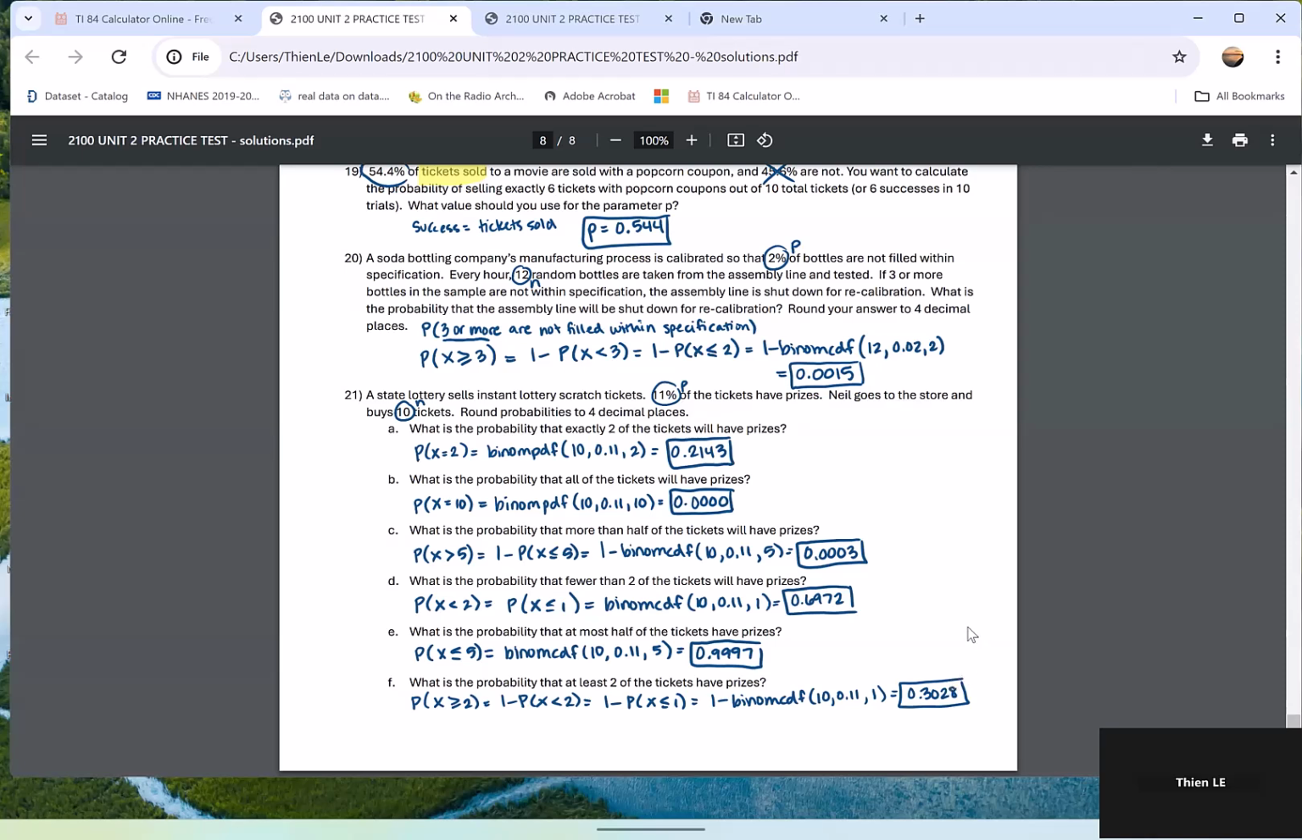So again, for the binomial distribution, pay special attention to binom PDF, which needs you to do the exact value, the binomial probability density function, and binom CDF, which gives you the cumulative, right? Binomial cumulative distribution function. And it works only with the less than or equal sign, okay? So if you have a less than sign, you have to go down a little bit to make it 1 unit, right? To make it less than or equal, right?